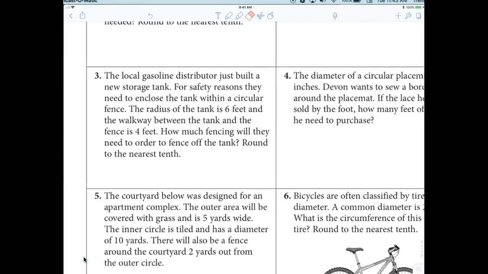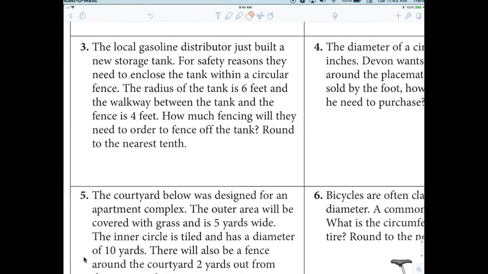Number 3. All right, everybody look at number 3 now. Make sure you got this right or you're thinking about it properly. It says, a local gasoline distributor just built a new storage tank. For safety reasons, they need to enclose the tank with a circular fence. The radius of the tank is 6 feet, and the walkway between the tank and the fence is 4 feet. How much fencing will they need?